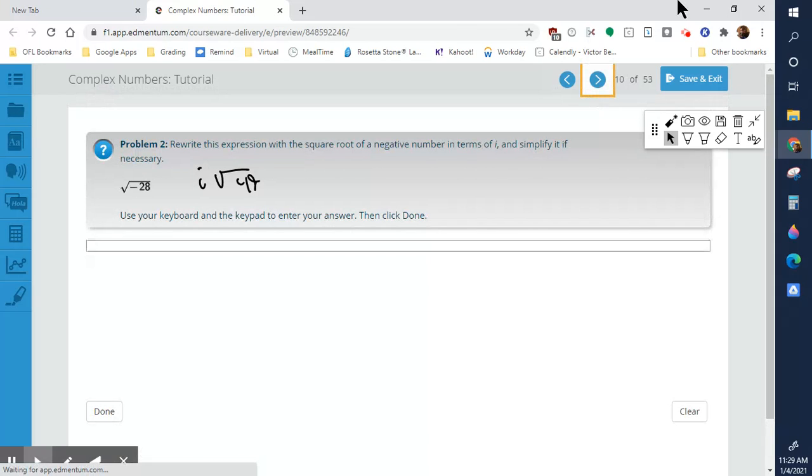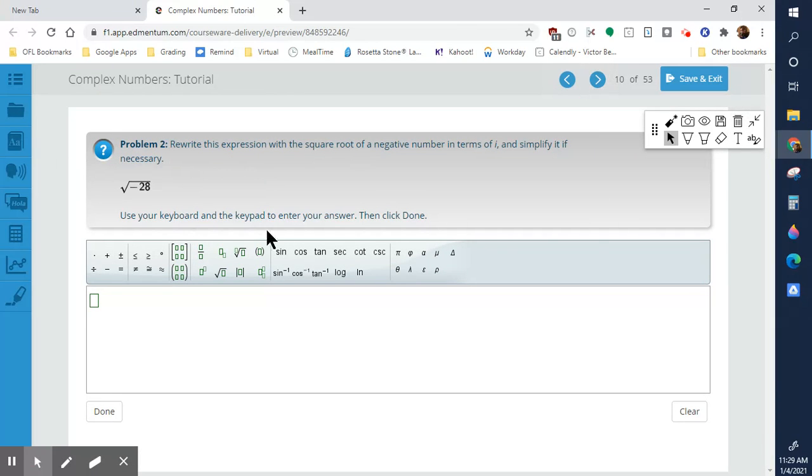All right, so this next one. Well, now this is a little more complicated. We can take out the negative by changing it to i. Now we have 28. So I factor tree this. I'm going to factor tree it into 4 and 7, and that's 2 and 2.